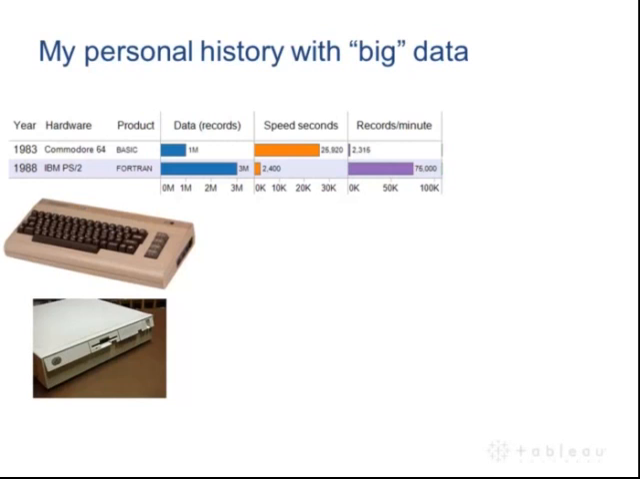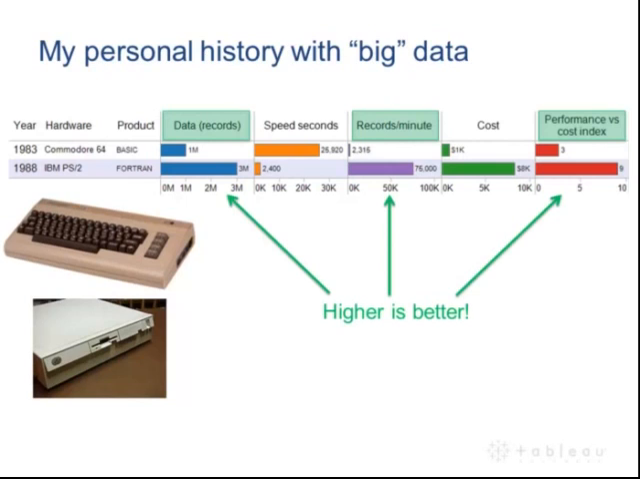Now, what I'm going to talk to as I go through a few more examples is how much did these systems cost, and what was the performance versus cost index? That's the last column here over on the far right. So performance versus cost is, of course, very important because not everyone can spend fortunes to analyze their data. And you can see there was a big leap from the Commodore to the IBM.